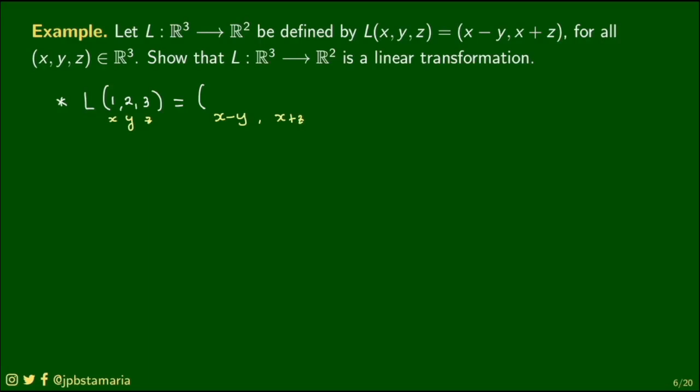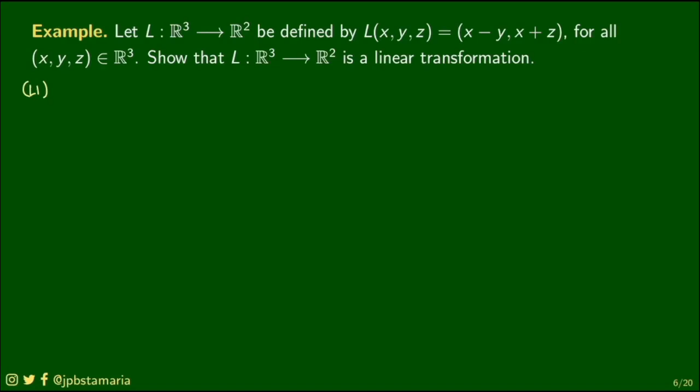In this case, x minus y is going to be 1 minus 2. x plus z, on the other hand, is going to be 1 plus 3, and therefore this is negative 1, comma, 4. So this function takes the point 1, 2, 3 from R^3, and it gives us an output which belongs to R^2, namely the point with coordinates negative 1, 4. We now check that L is a linear transformation. To do this, we have to show that the two axioms defining a linear transformation hold, namely equations L1 and L2.